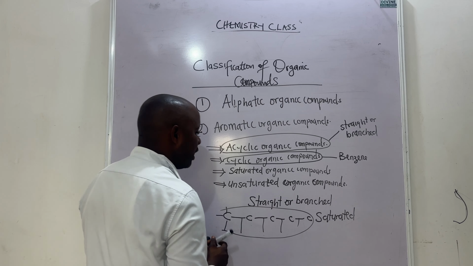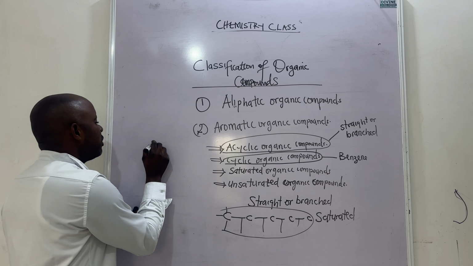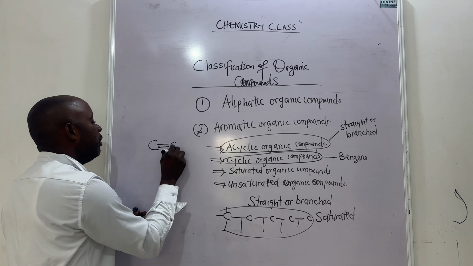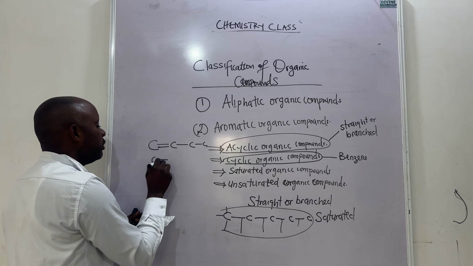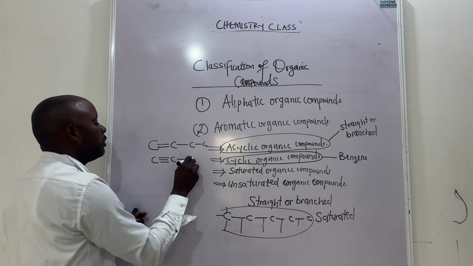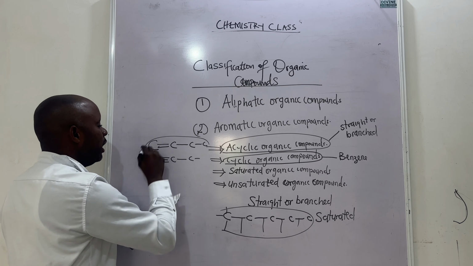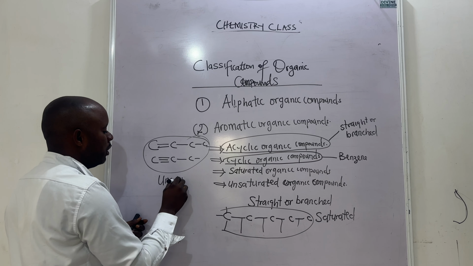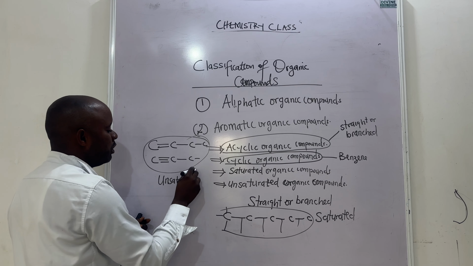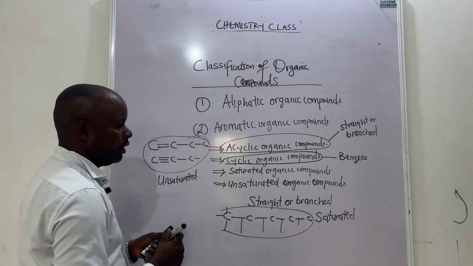When we talk about unsaturated, we mean you see a double bond in the compound. When you see this double bond or triple bond, we say this kind of compound is known as unsaturated organic compounds. So don't be confused with these terms when you see them in your textbooks or your exam.